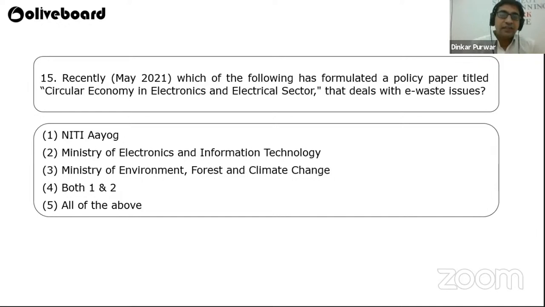Nilesh is saying the D option, that is both 1 and 2. Saurabh is saying 4, that is both 1 and 2. Come on, guys. Nitin is saying both 1 and 2. Milli is saying the answer is 5, that is all of the above. Amit is saying 4, both 1 and 2. Vicky is saying the answer is D, that is both 1 and 2. Okay, fine.